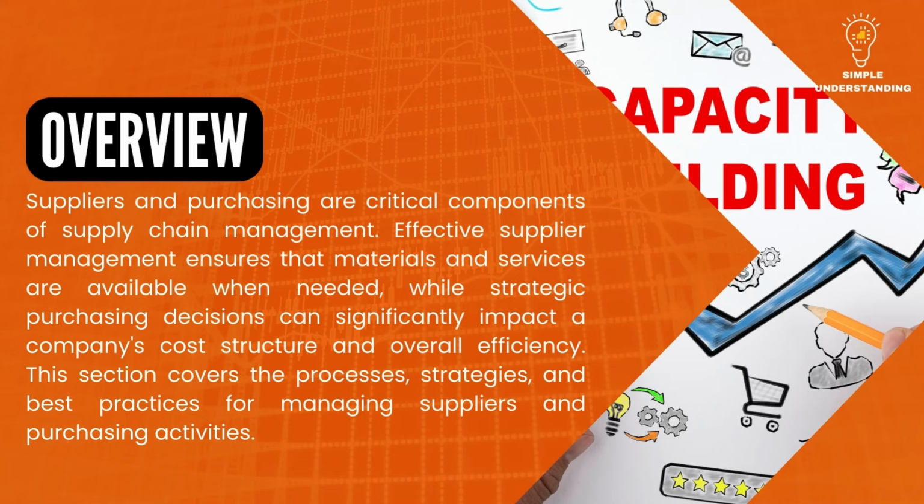Overview. Suppliers and purchasing are critical components of supply chain management. Effective supplier management ensures that materials and services are available when needed, while strategic purchasing decisions can significantly impact a company's cost structure and overall efficiency. This section covers the processes, strategies, and best practices for managing suppliers and purchasing activities.